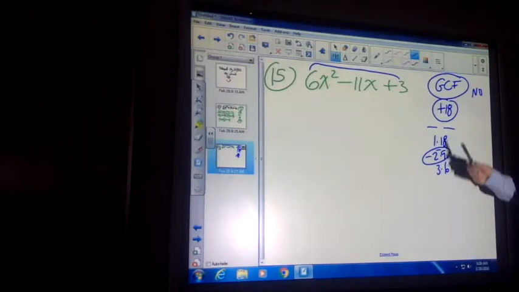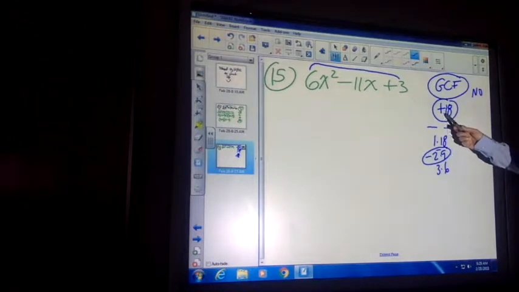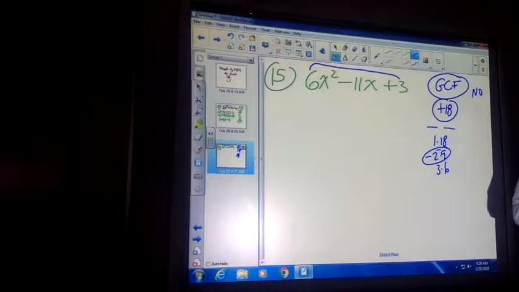So what I'm asking, see how that's a positive 18? I multiplied two numbers to get there. So there's two ways I could get there. I could multiply a positive number and a positive number together, or I can multiply a negative and a negative to get a positive.